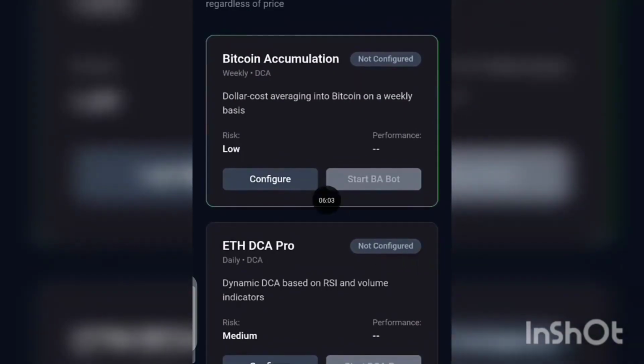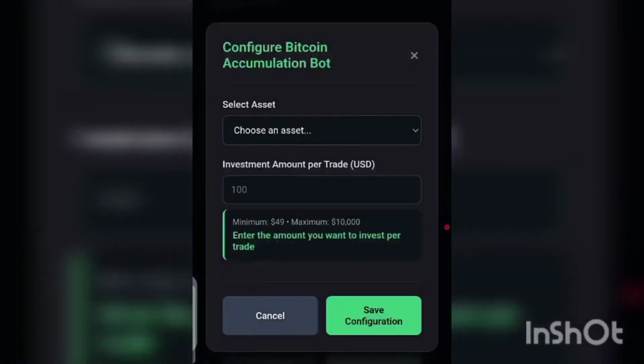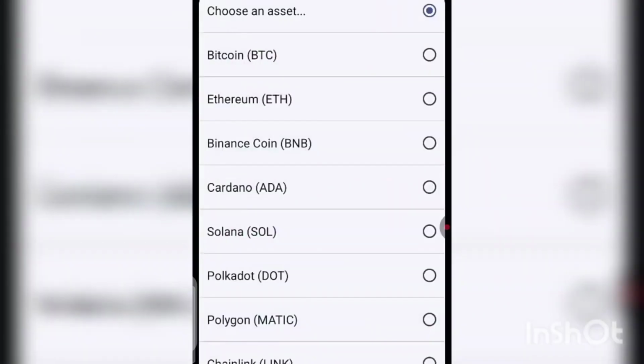You see this particular place where you see Bitcoin accumulation. This is exactly what we are trading, what we are in for. So the next thing for you to do is click start bot. BA stands for bot Bitcoin accumulation. Once you have clicked start bot, the next thing that is going to happen is that it will show you this interface over here.